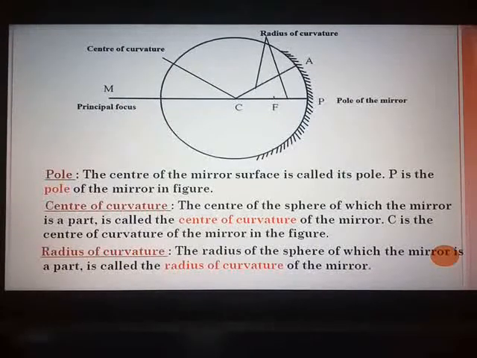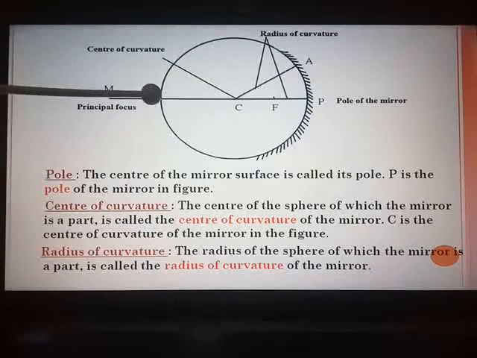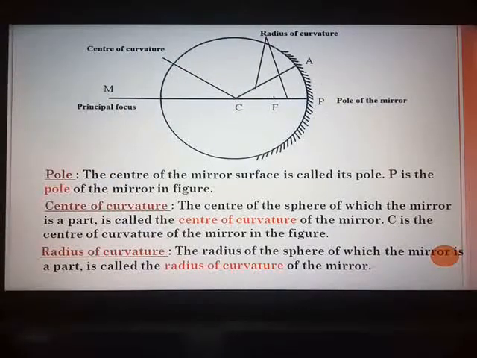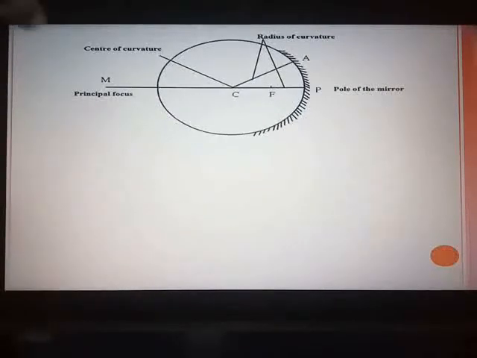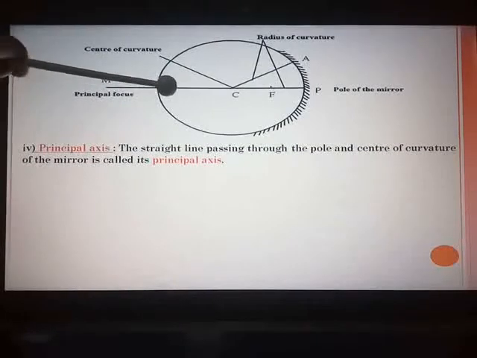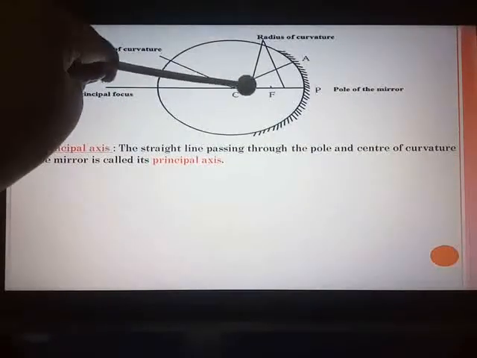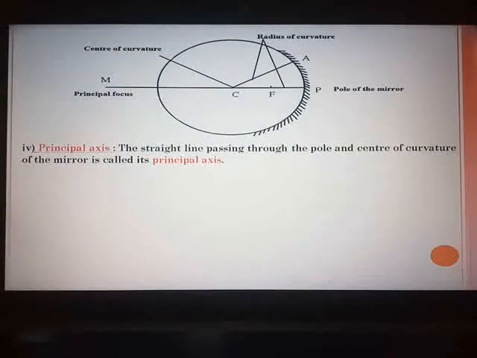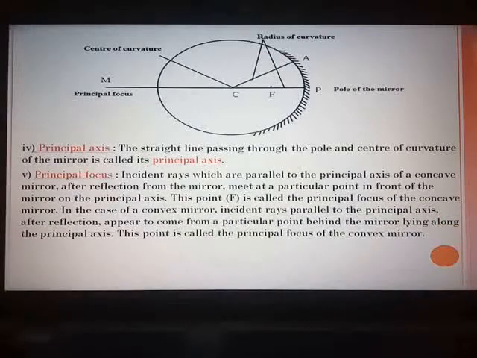Our fourth term is very easy. This line you can see passing through the center of curvature and the pole of the mirror is called the principal axis, or in short your diameter of the circle. Here you can see the straight line passing through the center of curvature and the pole of the mirror is called its principal axis.